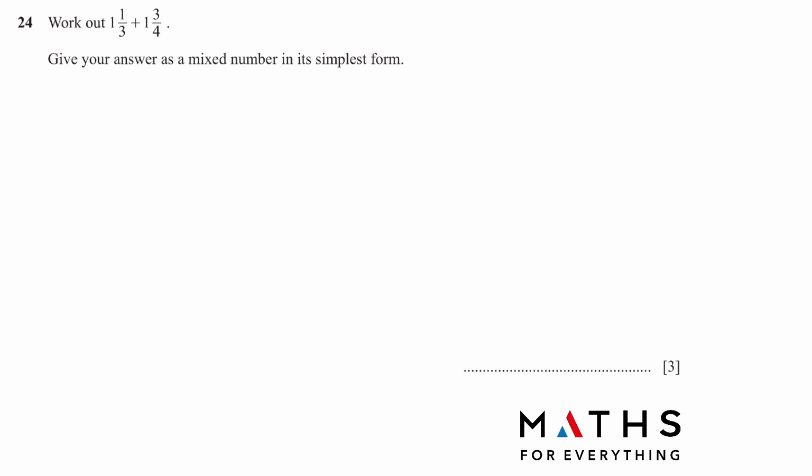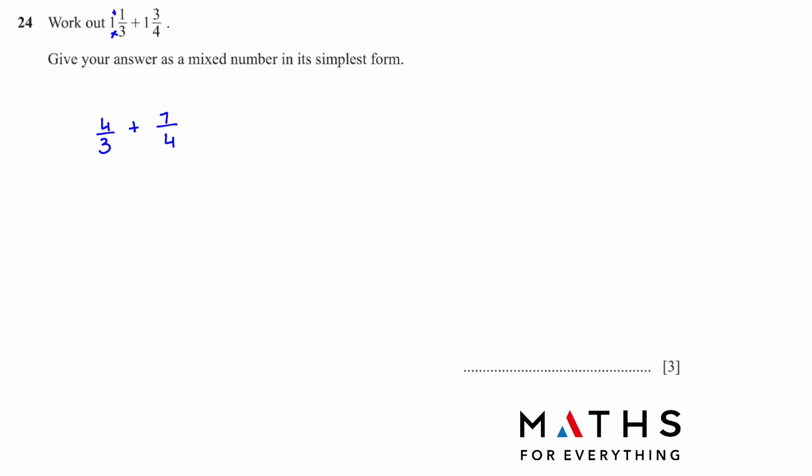We will turn the mixed number into an improper fraction first. So 1 times 3 plus 1, we'll get 3 plus 1, 4, divided by 3. And 4 multiplied by 1 is 4, plus 3, 7 over 4.